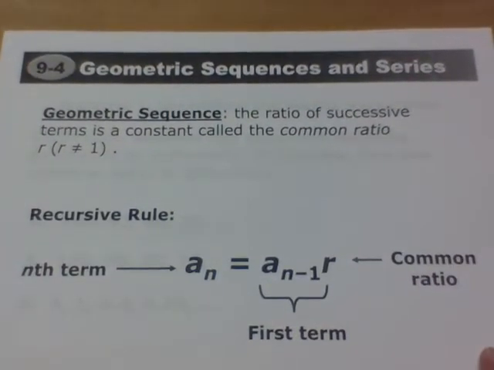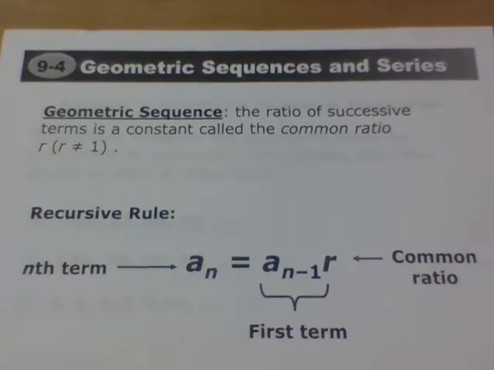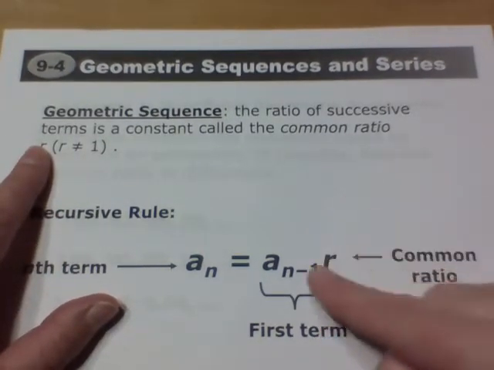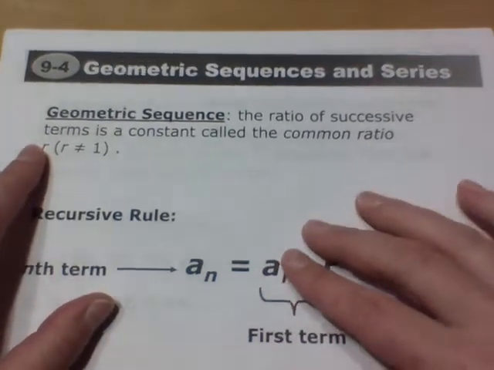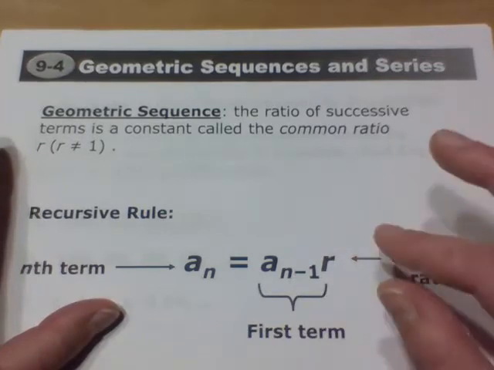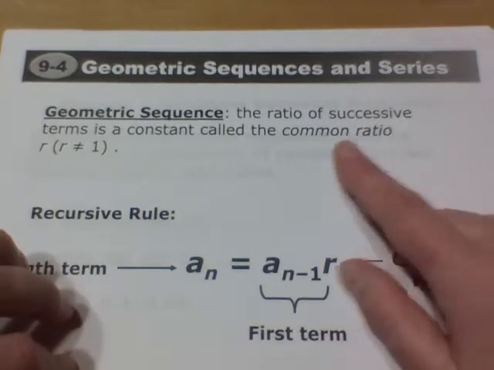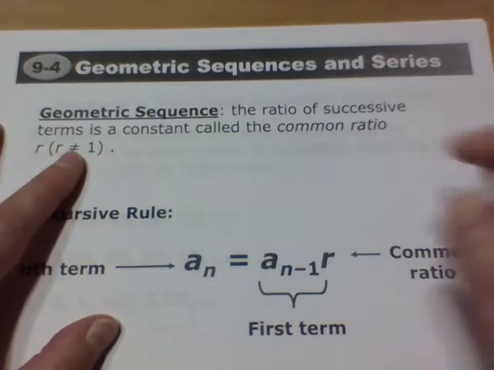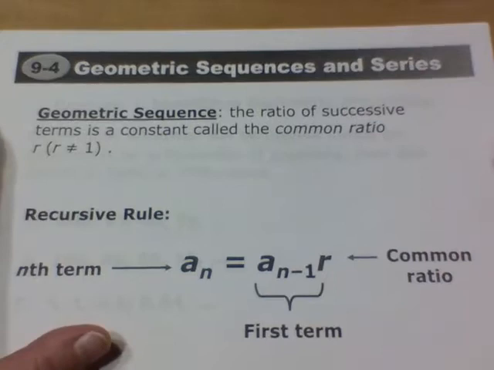So the first thing here is a geometric sequence, and it's the ratio of successive terms, and that is called a constant common ratio. So the idea is that there's this r value that's going to be multiplied by your previous term in order to get your next term. So instead of an arithmetic sequence, which had an addition going on, and we called that a common difference, we now have a common ratio. The common ratio cannot be 1 because if it's 1, then there is no change. Remember, multiplying by 1 gives the other number as the answer.